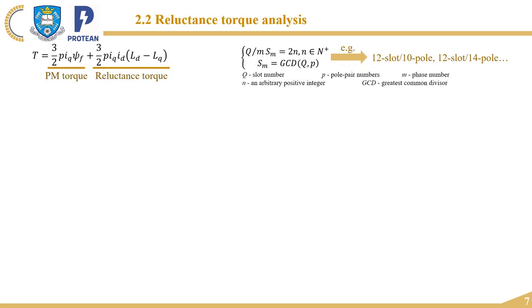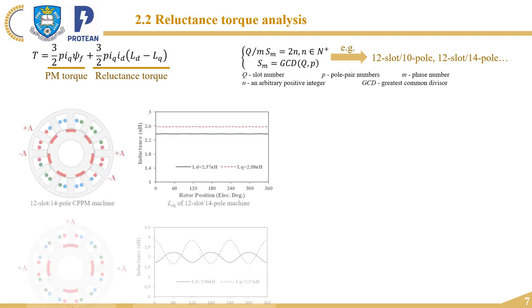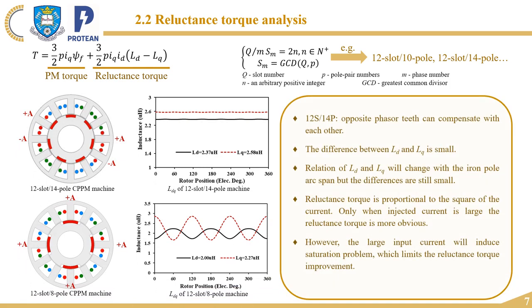As shown in this formula, the reluctance torque is mainly determined by the difference between LD and LQ. According to whether the slot pole number combination can be expressed by the formula on the right side, consequent pole machines can be divided into two groups. So here, a 12-14 and a 12-8 machine are set as examples in the following analysis.